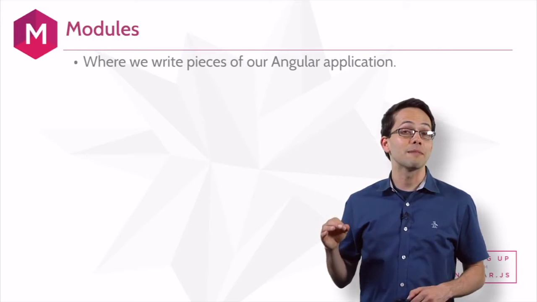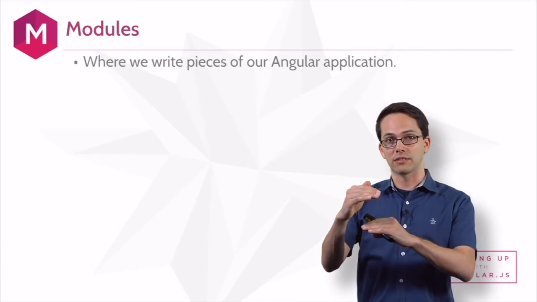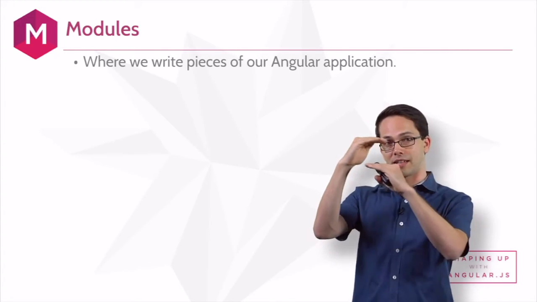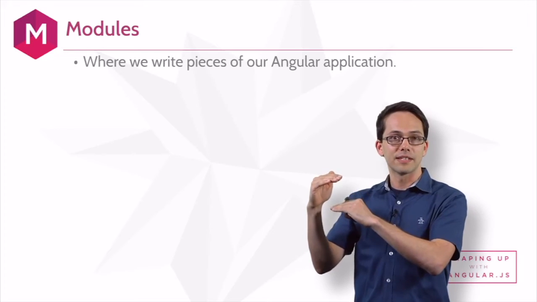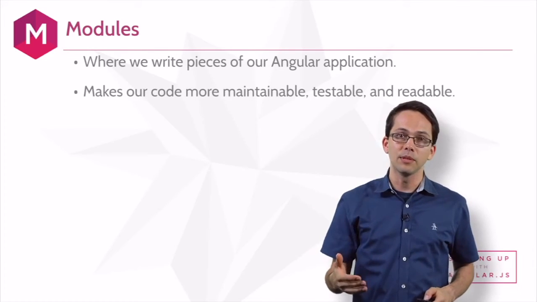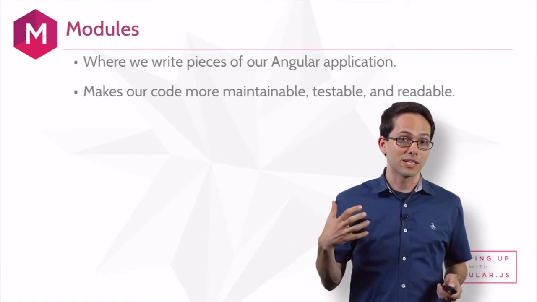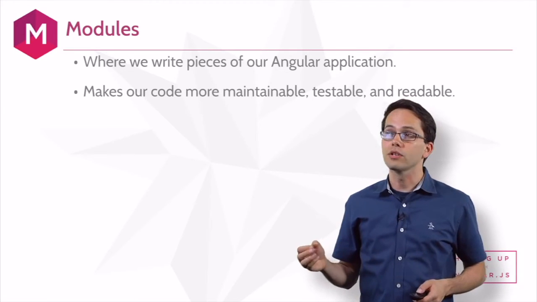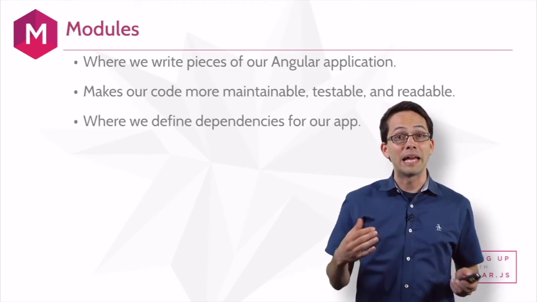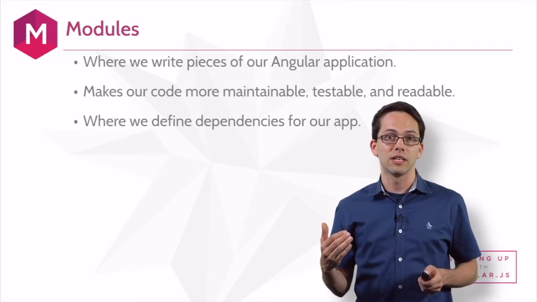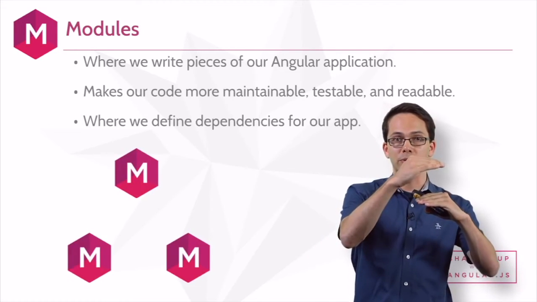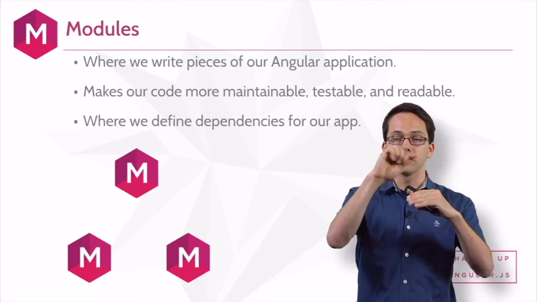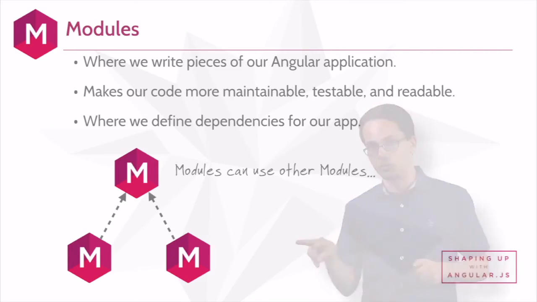The next component of our Angular application that we need to learn about is modules. Modules are where we write pieces of our Angular application. It's how we keep our code encapsulated. Because of this, it makes our code more maintainable, more readable, and more testable. Also, it's where we define all of the dependencies for our application, because we might run one module and we can tell our code this module depends on these two modules.